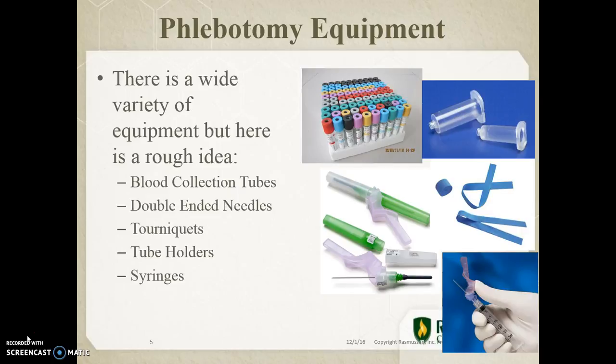The tourniquet is placed tight enough so that it stops venous blood flow, but still allows arterial blood flow. Tube holders are plastic devices that are placed at the end of a double-sided needle in order to place on a tube for blood testing. And the last thing we have is a syringe. And these will come in all sizes depending on the size sample that you need. Typically in phlebotomy we use anywhere from a 5 milliliter to a 20 milliliter.